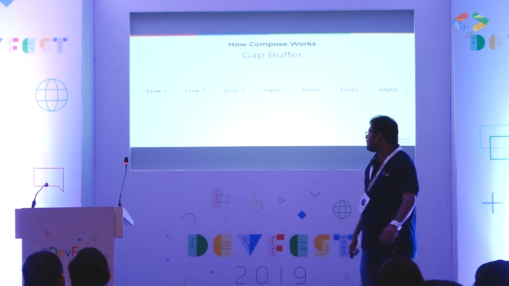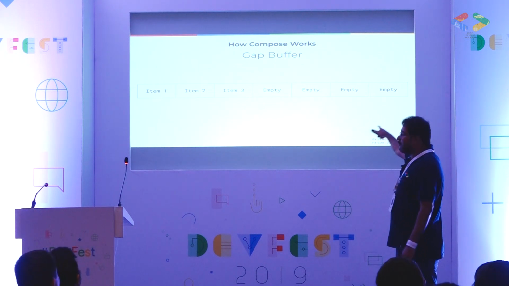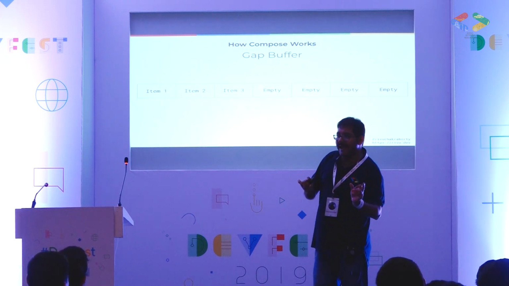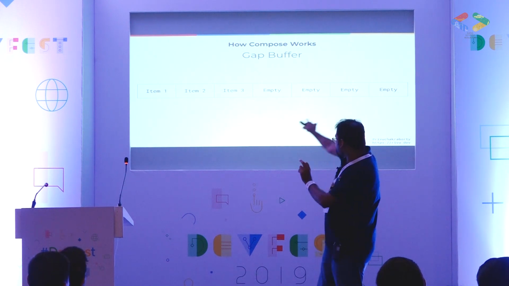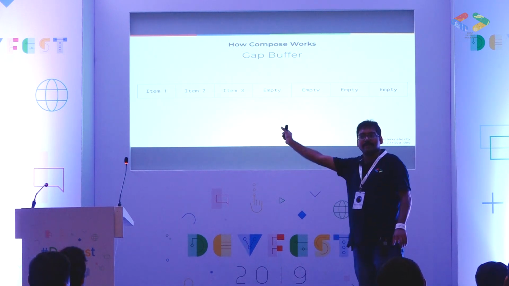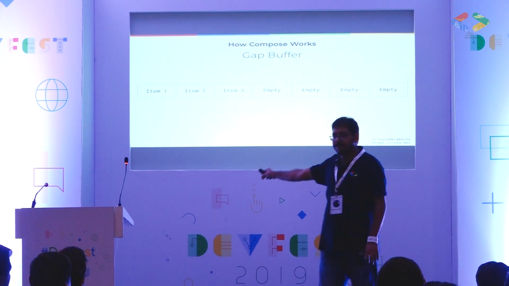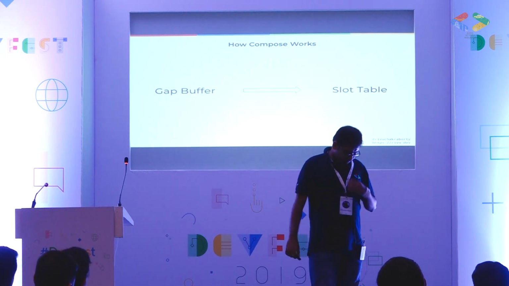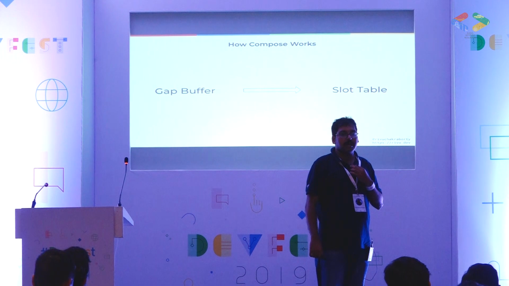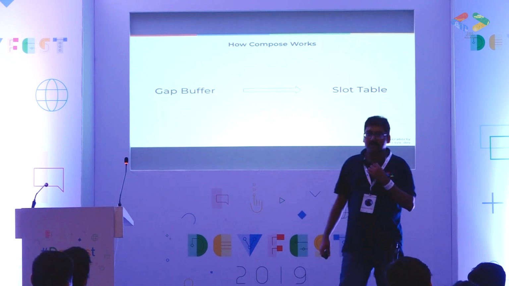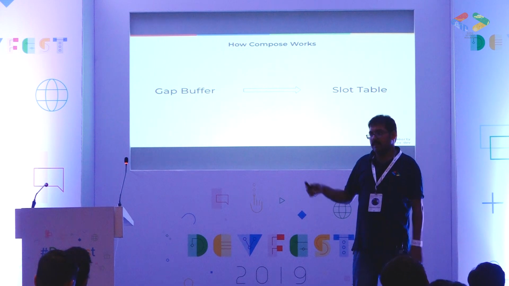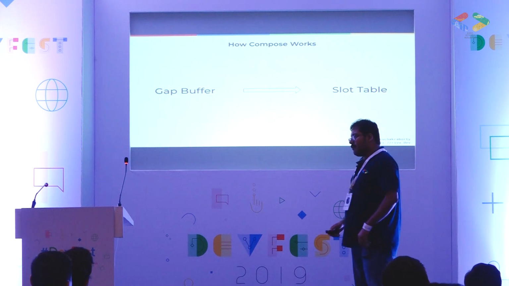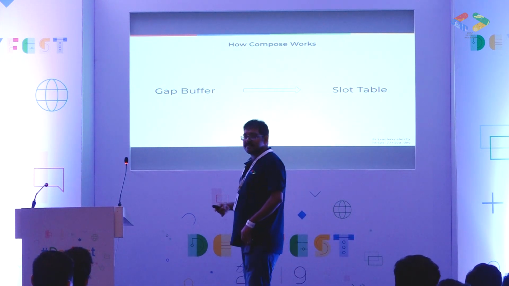How does it work? It has a few empty slots and it reorders those empty slots. If you want to add anything in the front, it will take one empty slot from here, put it in the front, and it's done. So the Compose team used the same gap buffer thing, modified it a little, and called it slot table. But the advantages and disadvantages stay the same.